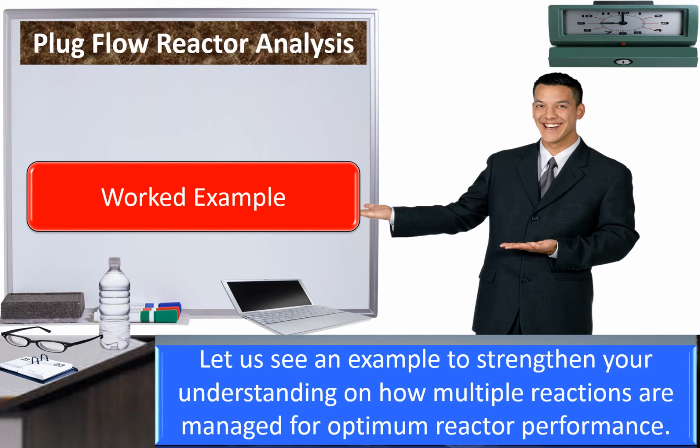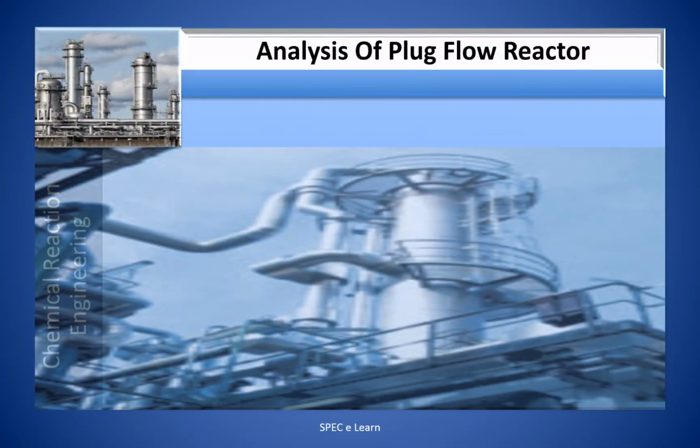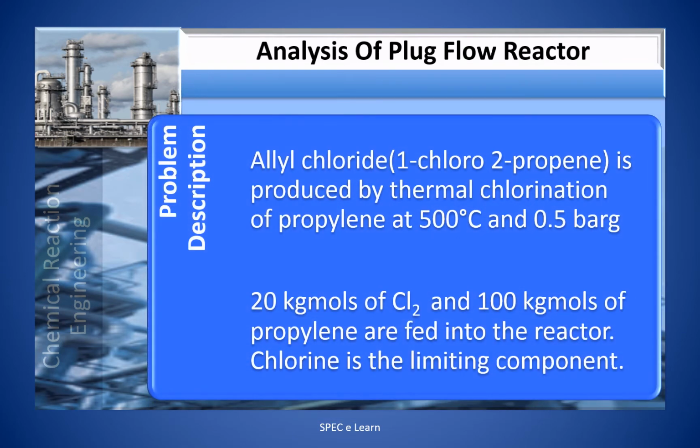Let us see an example now to strengthen your understanding of how multiple reactions are managed for optimum reactor performance. Problem description: allyl chloride, which is also called 1-chloro-2-propene, is produced by thermal chlorination of propylene at 500 degrees centigrade and 0.5 bar pressure. 20 kg moles of chlorine and 100 kg moles of propylene are fed into the reactor. Chlorine is the limiting component.